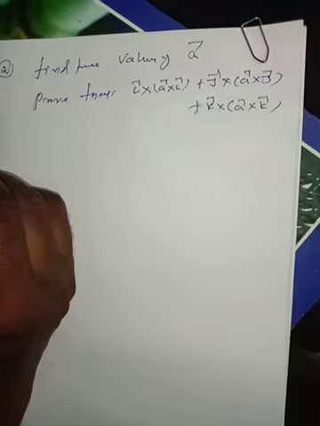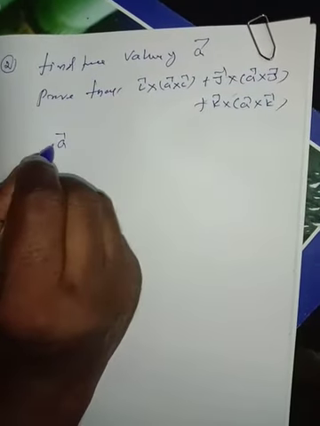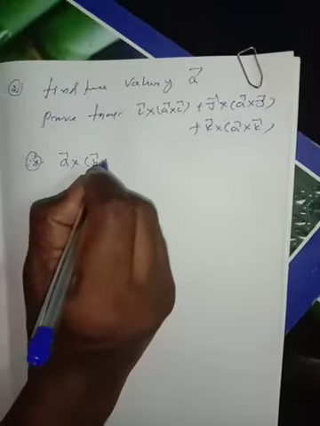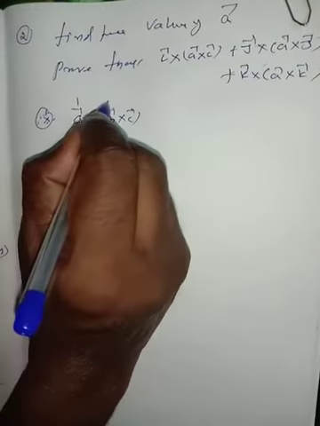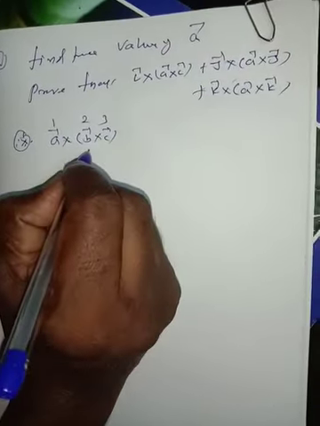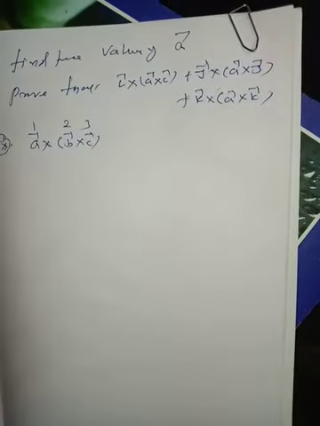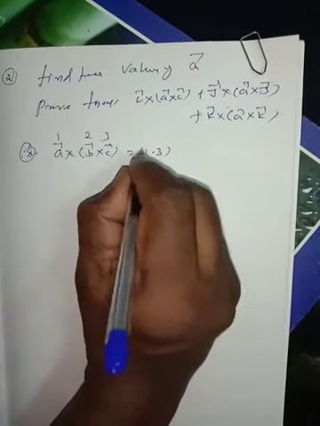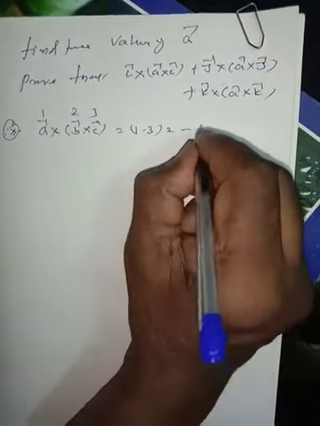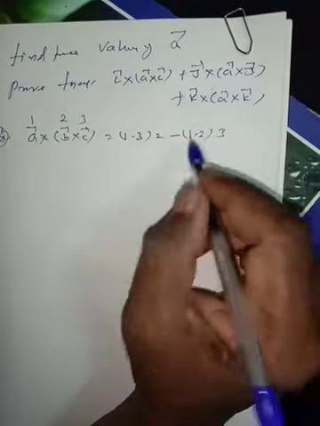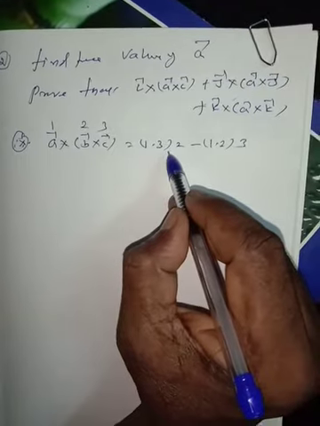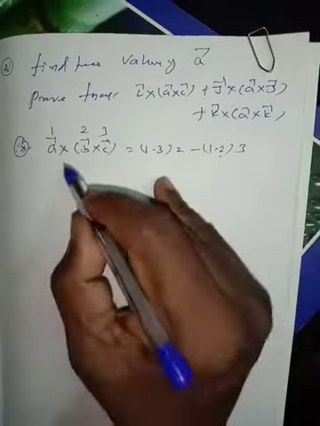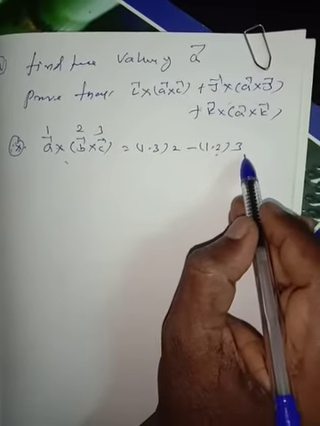Using one more formula, this is an important formula: a vector cross (b cross c). Take 1, 2, 3: a vector is 1, b vector is 2, c vector is 3. Then (1 dot 3) of 2 minus (1 dot 2) of 3. This is the formula. 1 dot 3 means a vector dot c vector, of b vector, minus a vector dot b vector, of c vector.